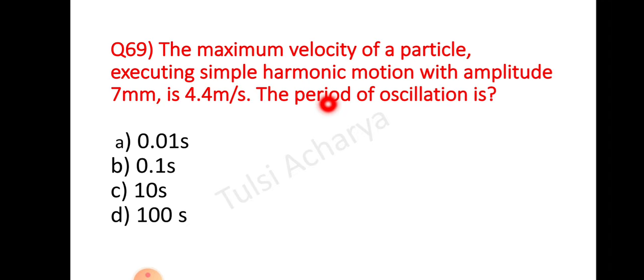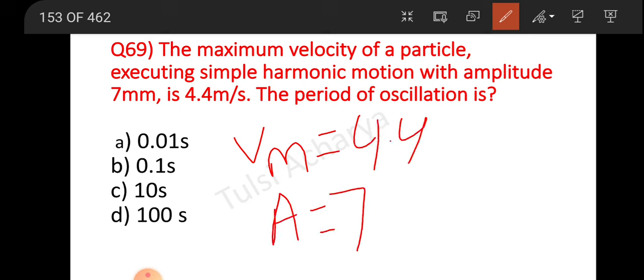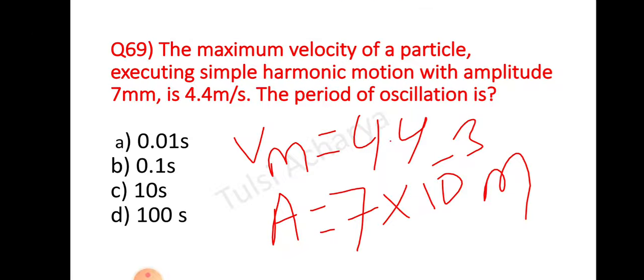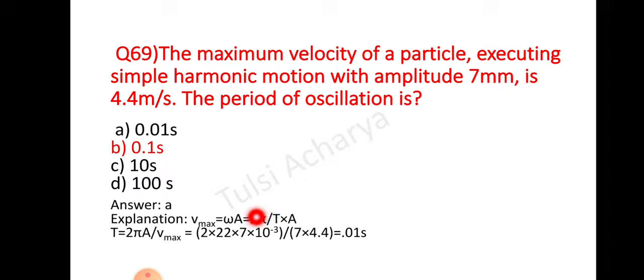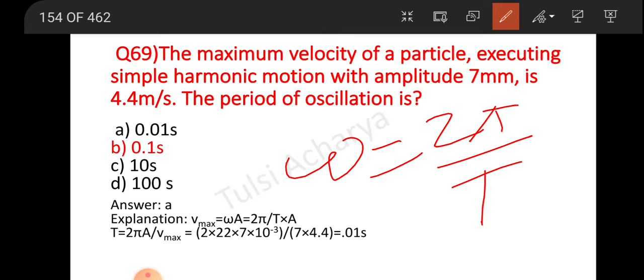The maximum velocity of a particle executing simple harmonic motion with amplitude, this is given. Vmax, the maximum velocity, is 4.4 meter per second, and amplitude is 7 mm, which we can convert into meters as 7 into 10 to the power minus 3. Now we need to find the period of oscillation. We know that Vmax is given by omega A, and A is already there. We need to find omega from here. If we get omega, we can find T by using omega equal to 2 pi by T, and our answer will be 0.01 second, that is option choice A.